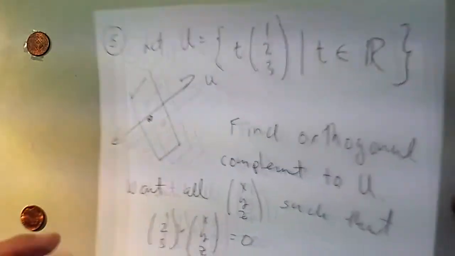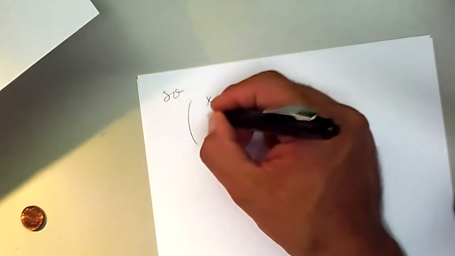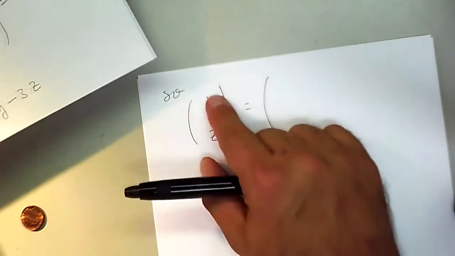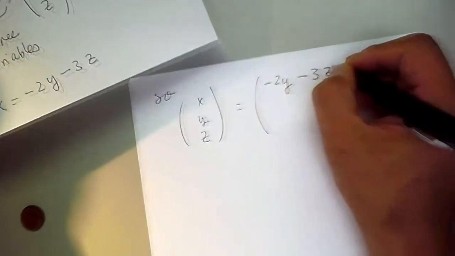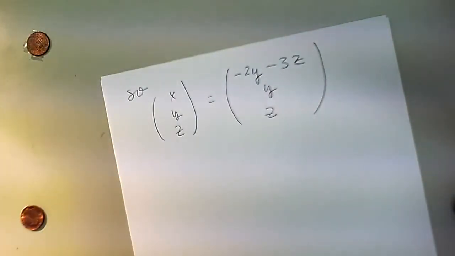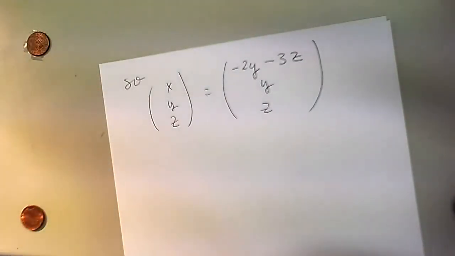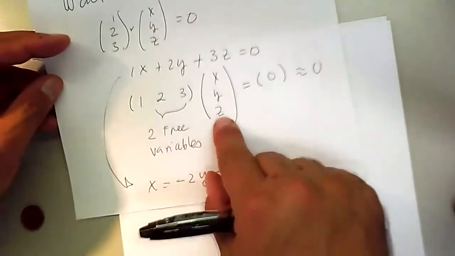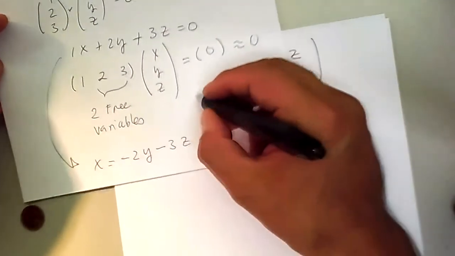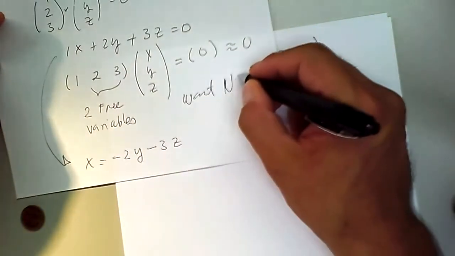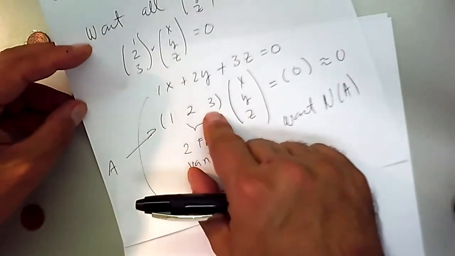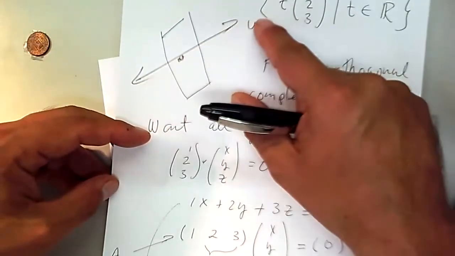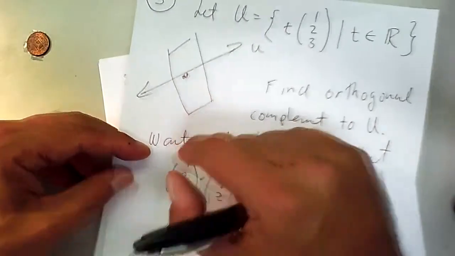So x, y, z will be, okay, so x is negative 2y minus 3z. y is free, so is z. When we are talking about null spaces, oh, by the way, that's the other thing I forgot to link here. We're looking for the null space. So this equation means that we want the null space of the matrix A, and pretend that's the matrix A. And by the way, the row of that matrix generates this vector. And the null space is going to be the orthogonal complement.